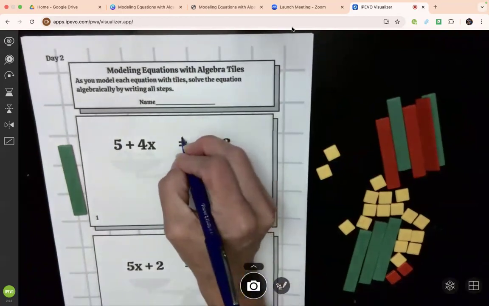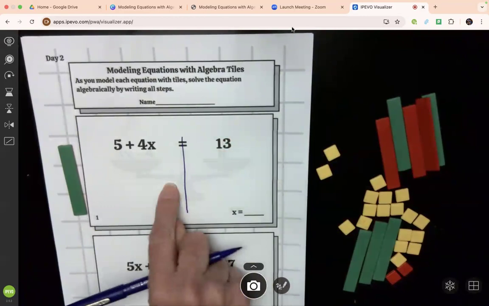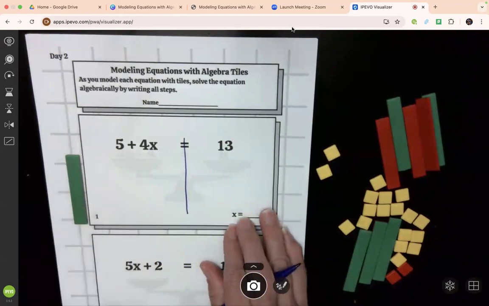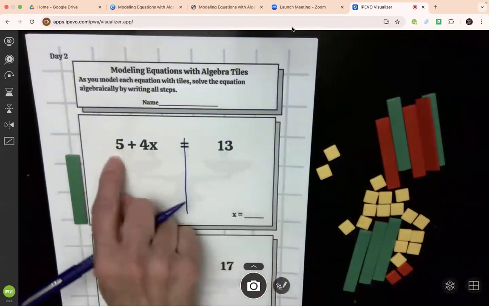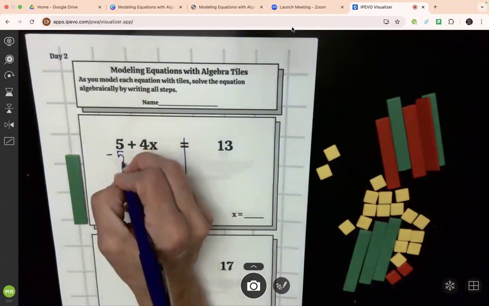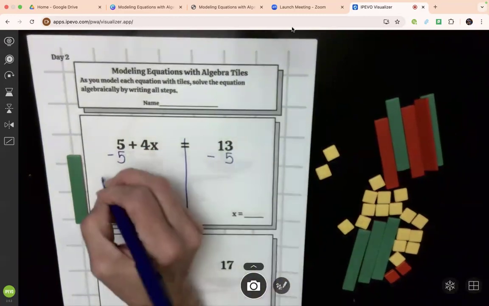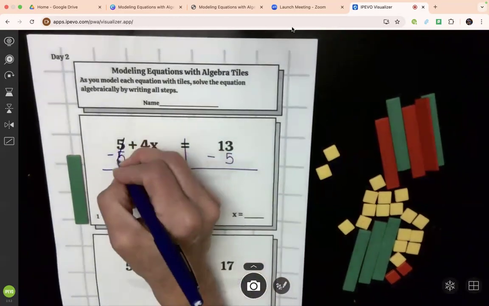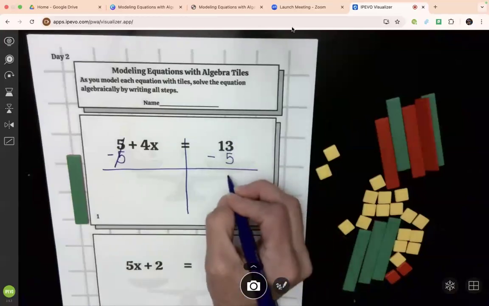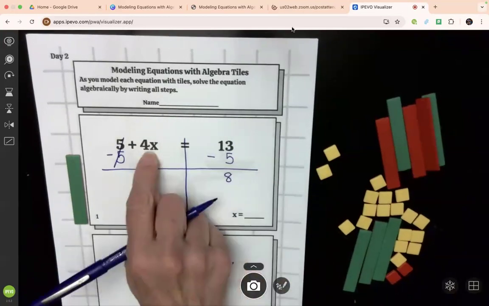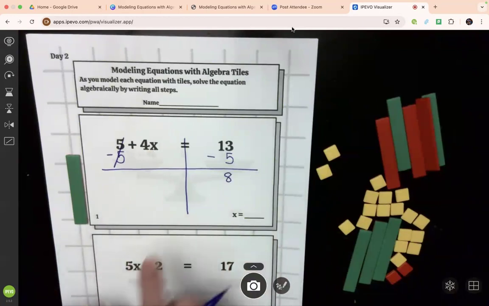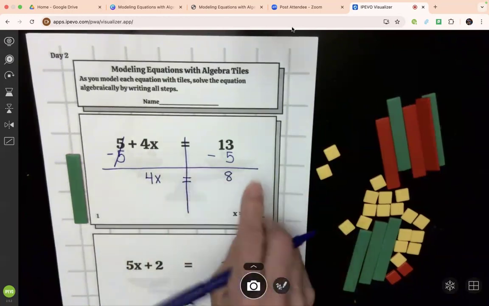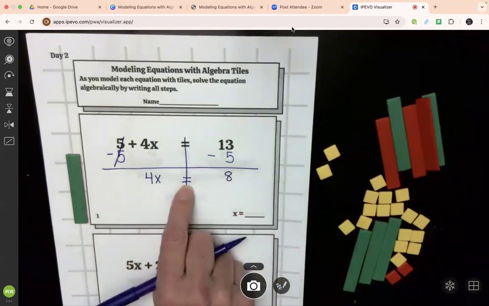So the first thing I'm going to do is draw a line down the middle, right here where my balance is. And what was the first thing we did, if you remember, with our algebra tiles? We took 5 from both sides. So I'm going to subtract 5 from both sides here. So of course, a positive 5 and a negative 5 makes a 0 pair, and 13 minus 5 is 8. And so what I'm left with, and what we did when we were building it with algebra tiles, we had 4 green rectangles over here, which was 4x, and then we were left with 8 yellow units. So now we have 4x equals 8.